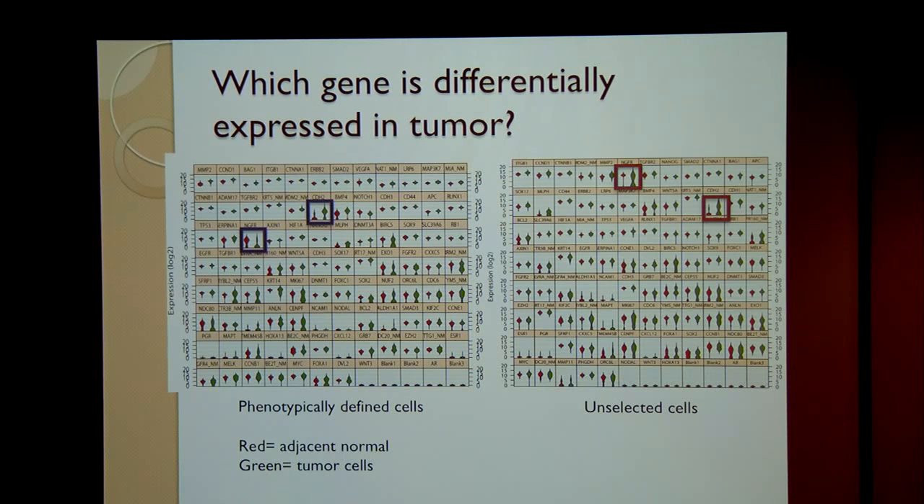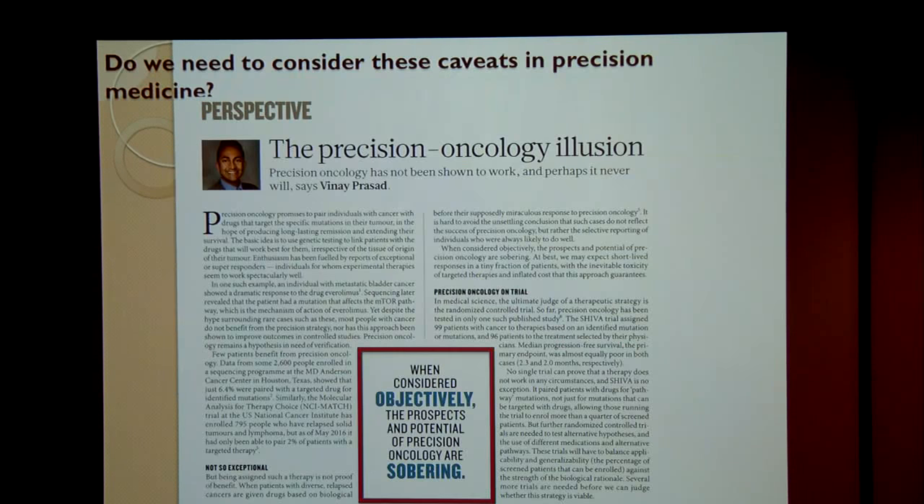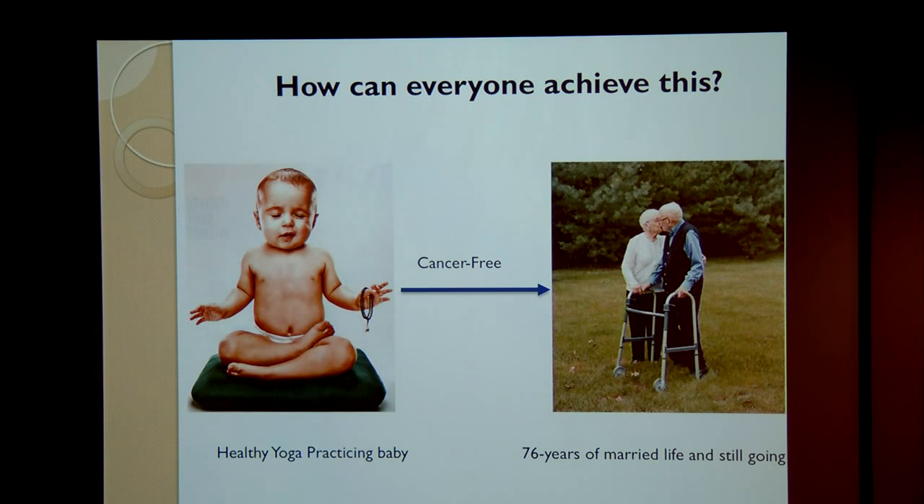So, this brings the question, which gene is really overexpressed or underexpressed in tumor? It all depends on what you use for comparison. So, my cynical view, precision oncology, is it an illusion or are we there yet? We need to ask the question: how can we achieve this particular pattern of success?